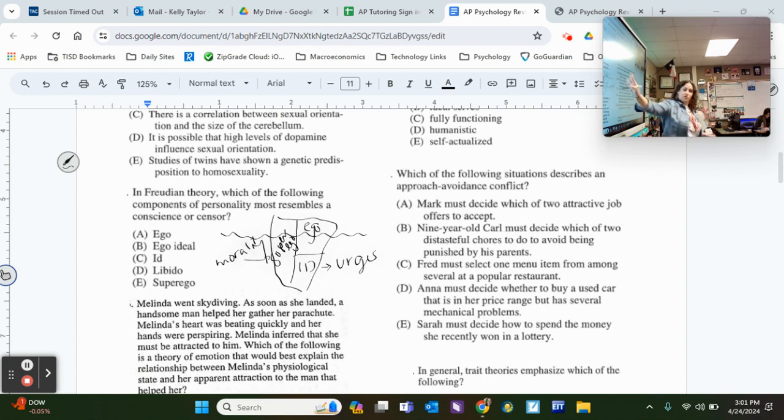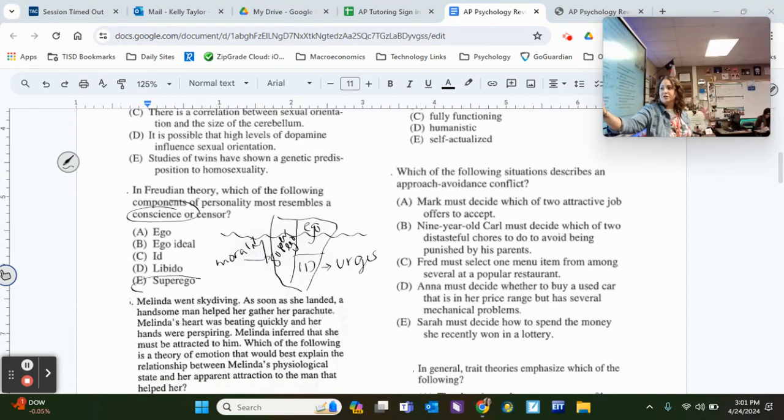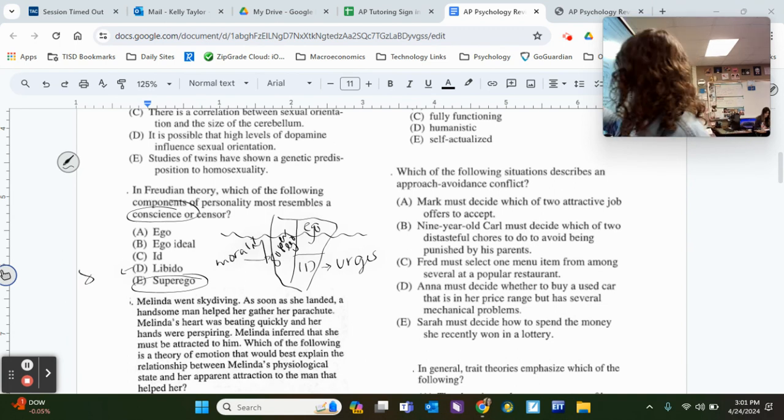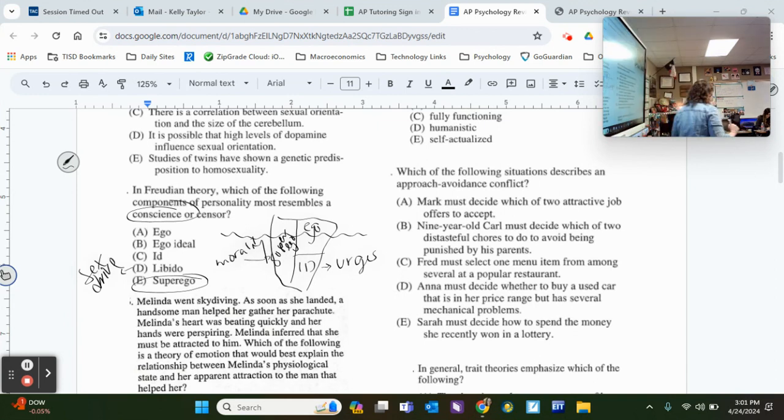Okay, so, ooh, hello. You came out of nowhere. According to Freudian theory, which one is the conscience? Your superego. It's your superego. Okay, so, does anyone know what libido is? It's your sexual drive. It's your sexual urges, okay? So, sex drive. What if you're asexual? Then you don't have one.